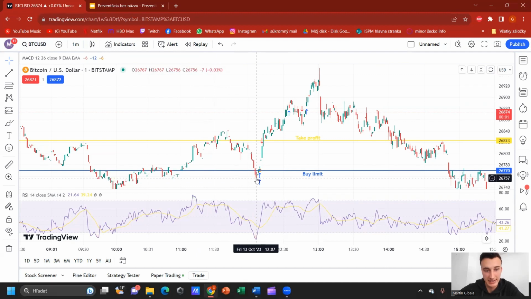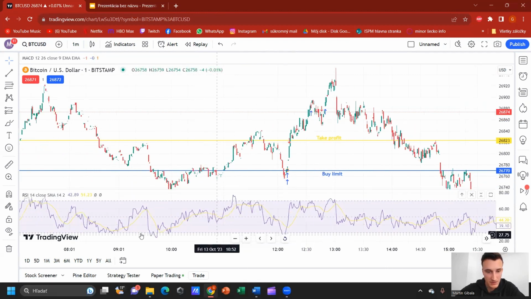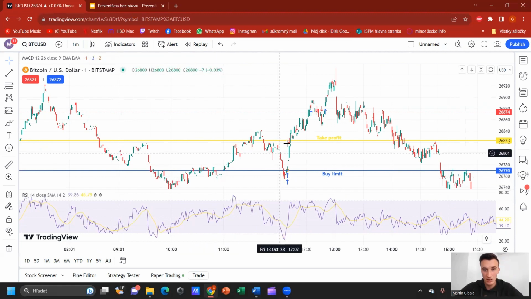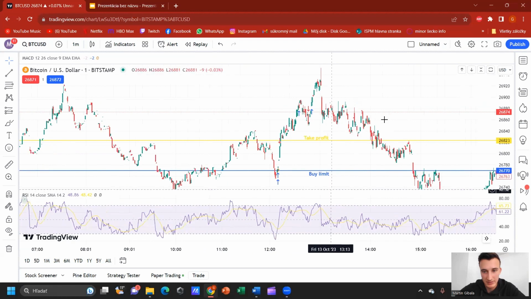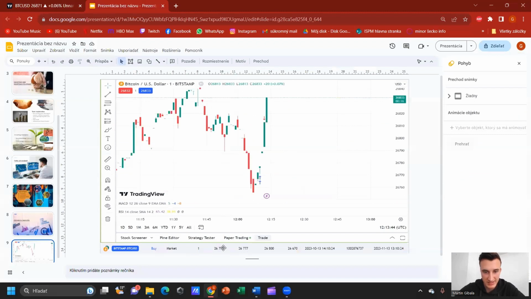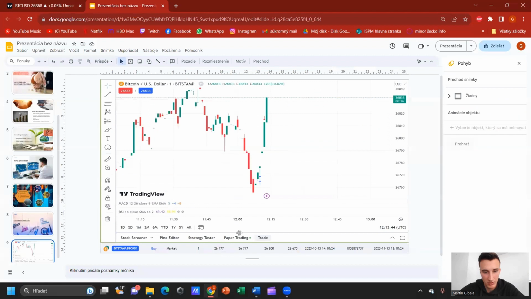So here I was actually really lucky, because as you can see over here, in the long term, this was actually the lowest level that I could buy during Friday. So I bought it over here. You can see the buy limit that I set. When you look at the screenshot, the value was 26,777. And I set take profit at 26,800 and stop loss at 26,670.